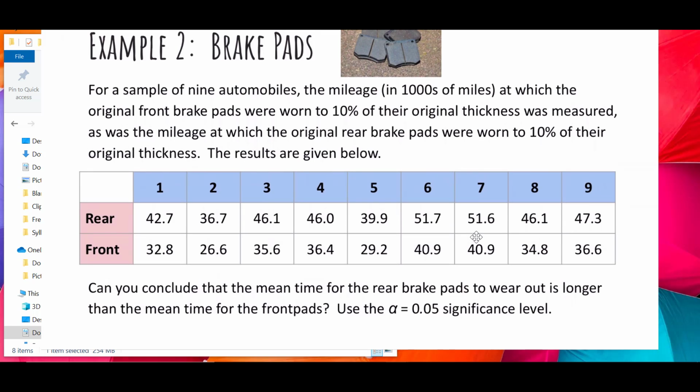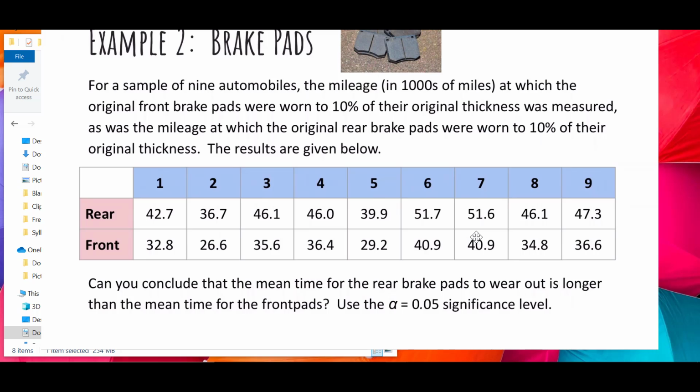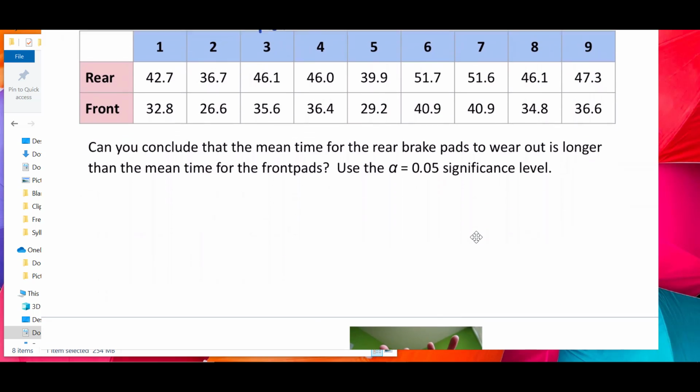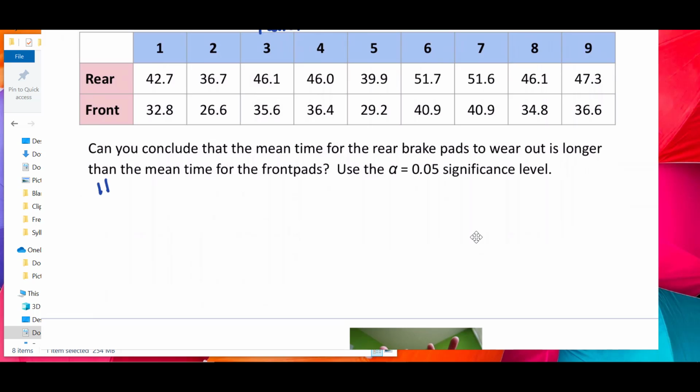So this is definitely paired data because you've got rear and front for each of 9. All right, so this is definitely paired. So we're going to say for the null that the mean difference is 0. And for the alternate, we're trying to conclude that the mean time for rear brake pads to wear out is longer than those of front brake pads.